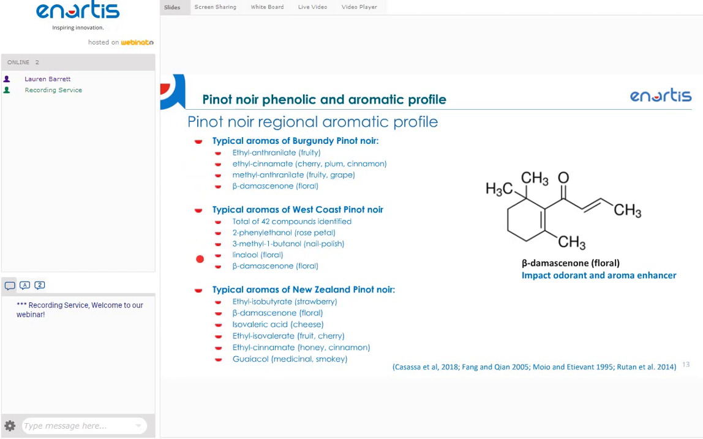Beta-damascenone is a C13 norisoprenoid. It's formed from the degradation of carotenoids, and is found in almost all grape varieties. But unlike other norisoprenoids, it actually increases with shading. So there's a lot of research with Pinot Noir shading and also with NPK nutrient supplementation. It's an important impact odorant and aroma enhancer, with aromas of floral, honey, tea. It's an important compound that we'll touch on later with some of our aromatic profiles with our yeast range.